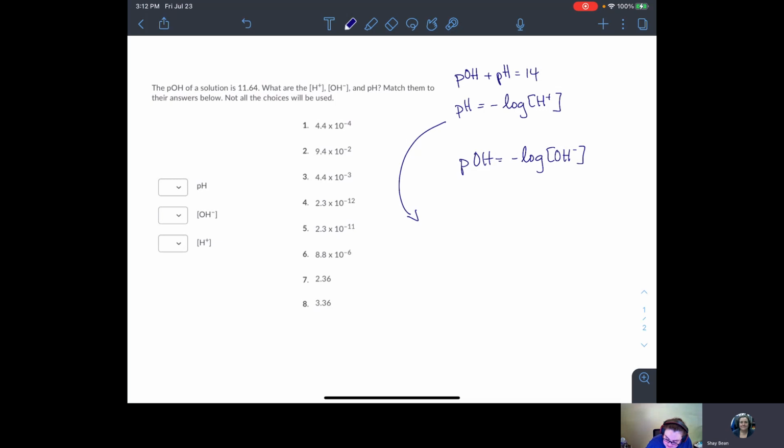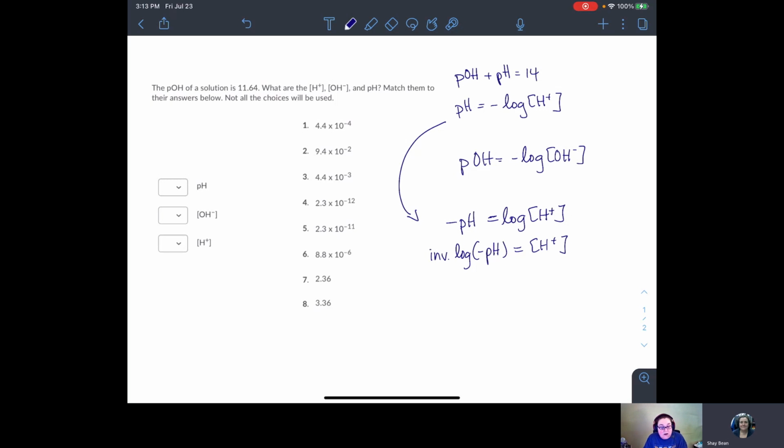So if we look at this, essentially let's take the negative on the other side. Negative pH is equal to the log of the H plus by taking the negative on the other side. And then to solve for H plus, we have to take the inverse log of both sides. So I need the inverse log of the negative pH, and that's going to be equal to the H plus.